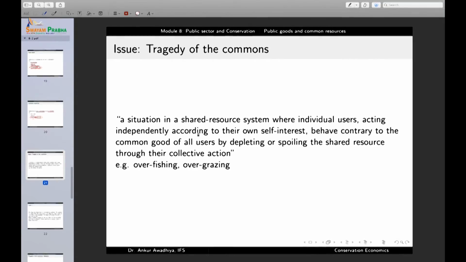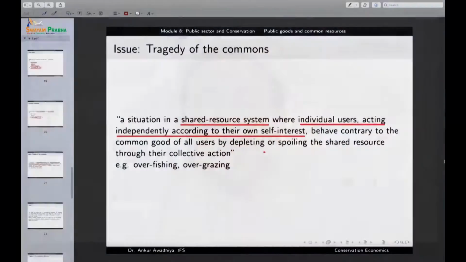It is a situation in which there is a shared resource system. So the resource is shared, which means that many people can use it. And in this tragedy of commons, there are these individual users who are acting independently according to their own self-interest. And they are also doing rational thinking. But in doing this rational thinking and in acting in their own self-interest, they act in a manner that is contrary to the common good of all the users.